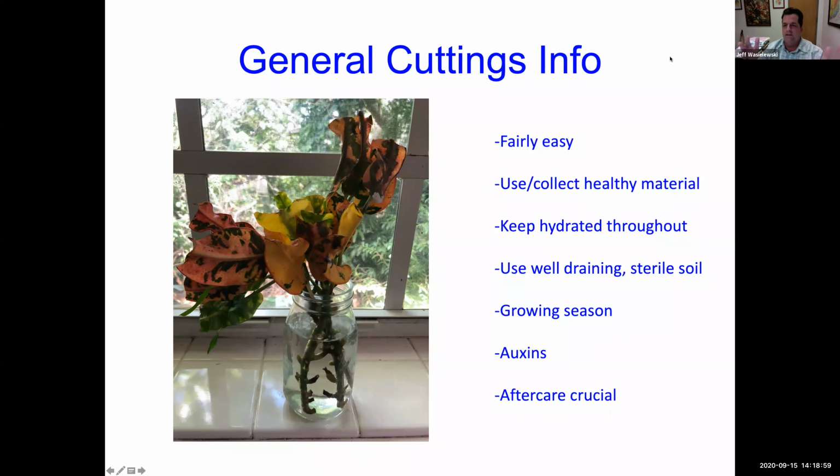Okay, so cuttings, let's get into cuttings. It can be fairly easy. When you do cuttings, you're going to collect healthy material. You're going to keep that material hydrated throughout. So you do the cuttings, you put it in a plastic bag, so it's as hydrated as possible. You're going to put these cuttings into well-drained, sterile soil. You're going to do it in the growing season. What is the growing season? That's sort of the rainy season, so that's now. Now is a good time to do it.